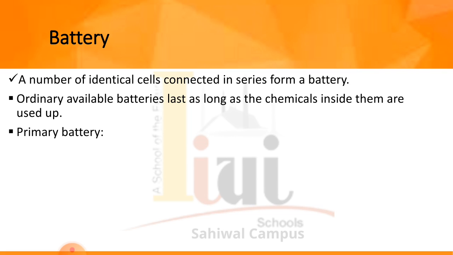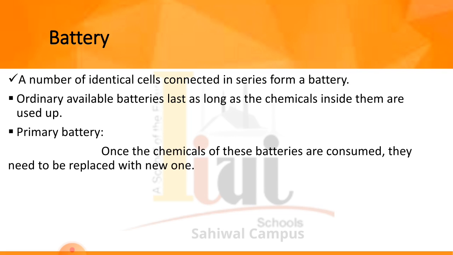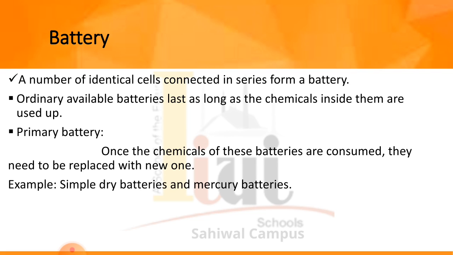So the first one is the primary battery. Once the chemicals of these batteries are consumed, they need to be replaced with new ones. If the chemical is used up, we have to replace it; we cannot recharge this type of battery. Examples are simple dry batteries and mercury batteries.